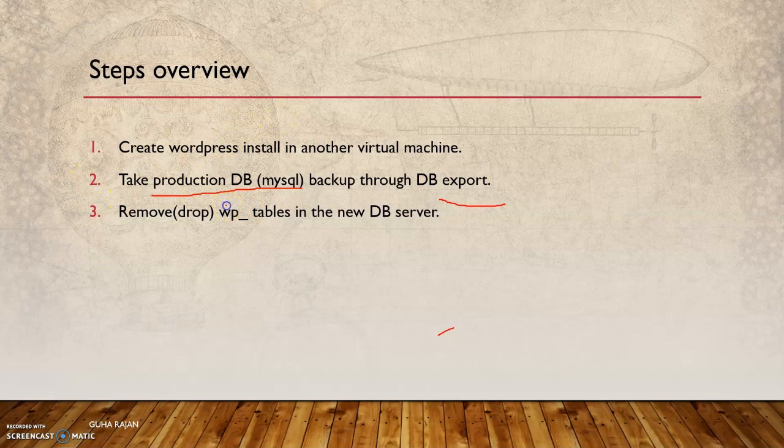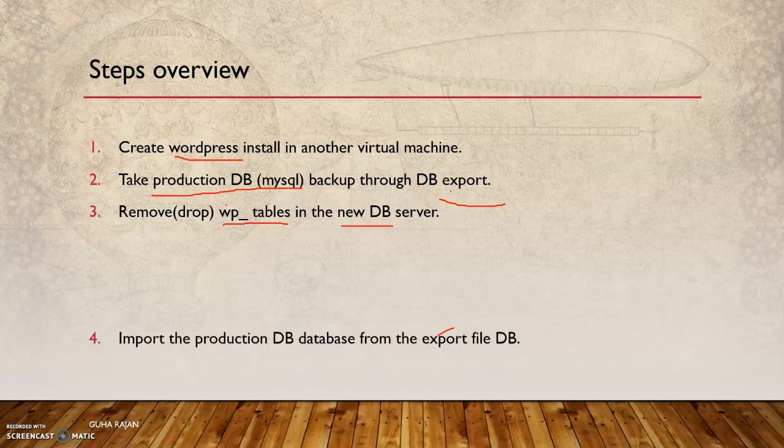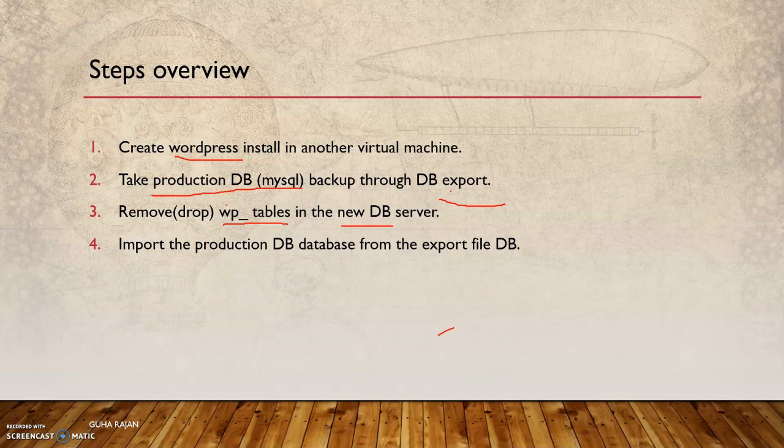Then in the new database, that is whatever you have created, not the production one. I reiterate, not the production one, but in the development server where you have installed WordPress, you need to drop the tables. That is, the WP tables one after the other need to be dropped. The point we are trying to attempt is you drop the tables and import back the production database from the export file, into the new virtual machine.